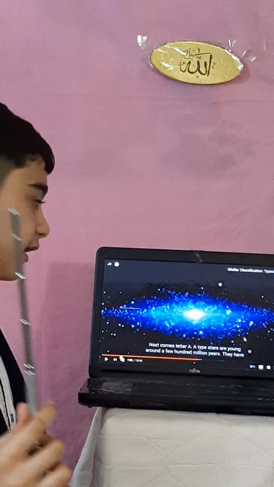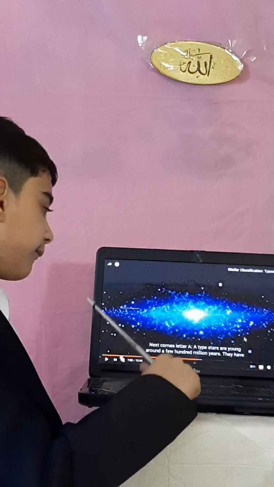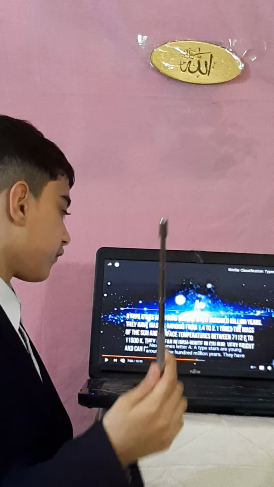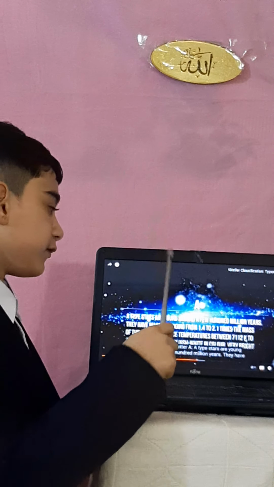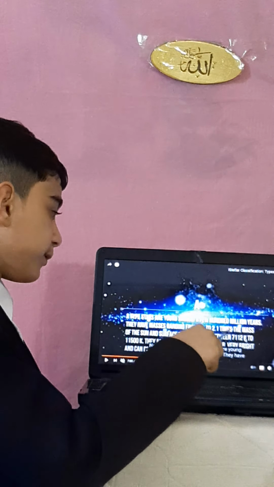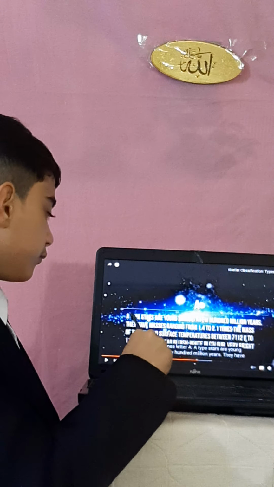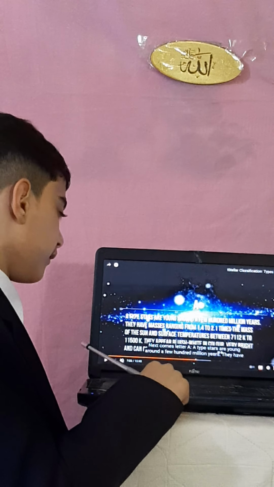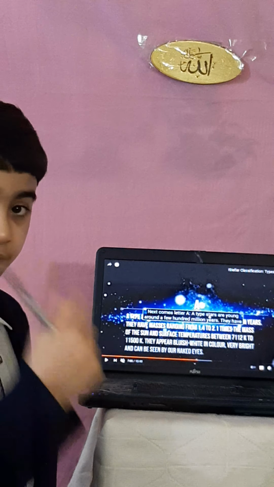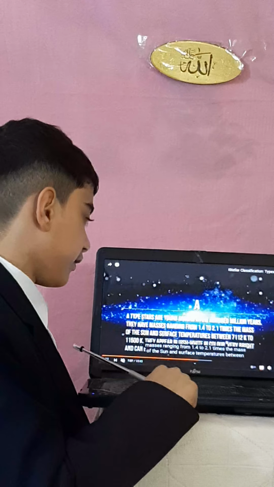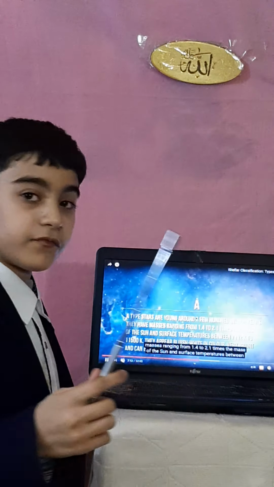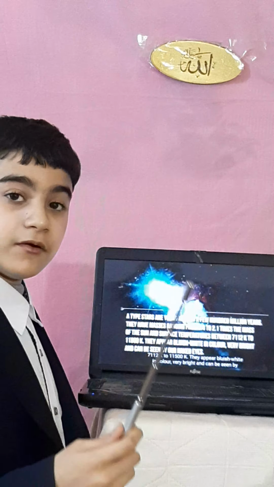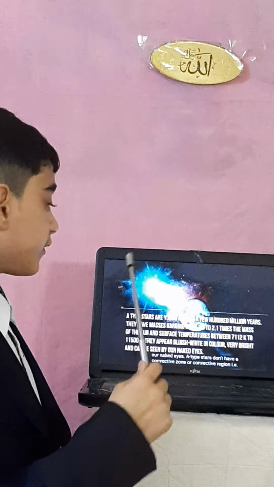And next comes the letter A type. A-type stars are young, around a few hundred million years. They have masses ranging from 1.4 to 2.1 times the mass of the Sun, and surface temperatures between 7,112 kelvins and 11,500 kelvins. They appear bluish white in color and very bright, and can be seen with our naked eye. This is the A-type stars.